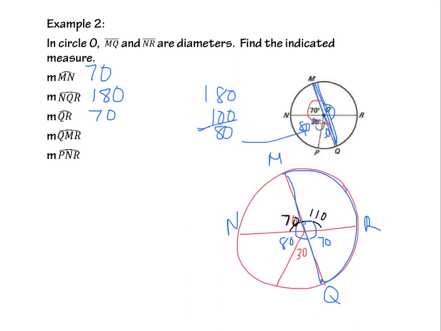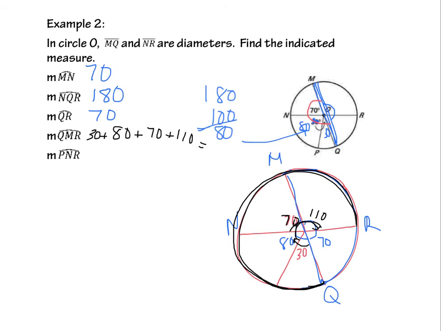And QMR, Q to M to R, so I'm going this way right here around, so that's a big arc. That's a major arc. And that would be 30 plus this 80 here plus 70 plus 110, which equals 290.